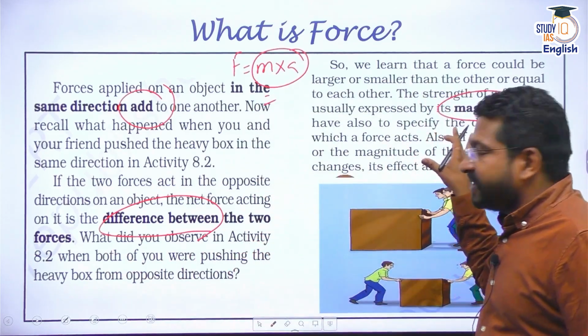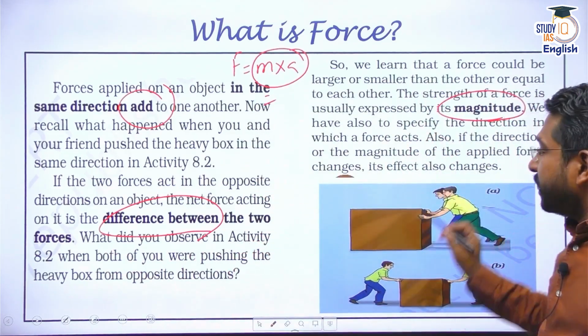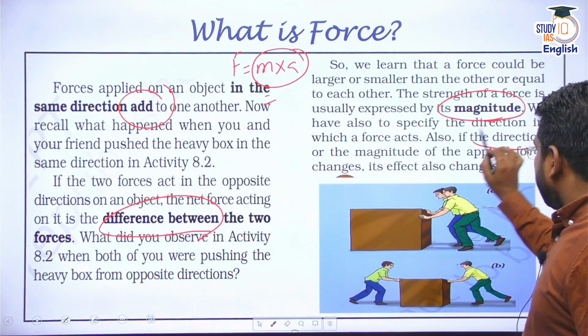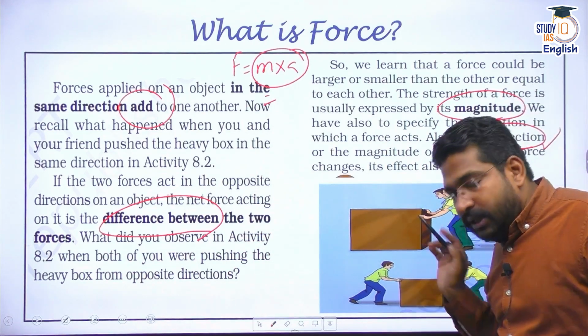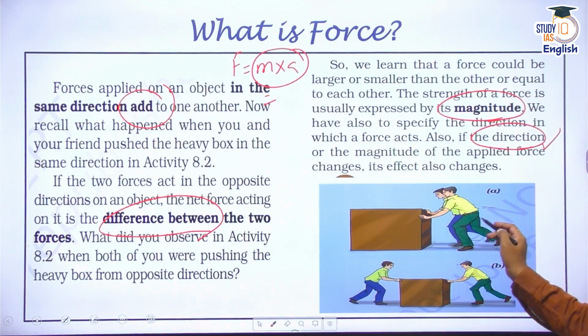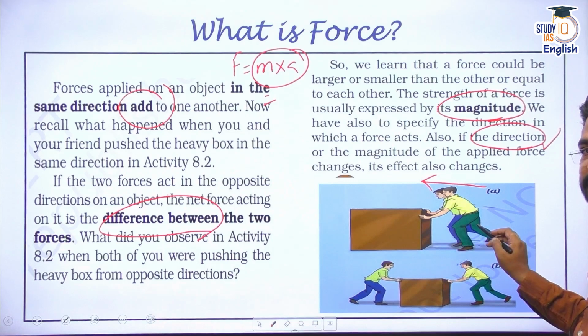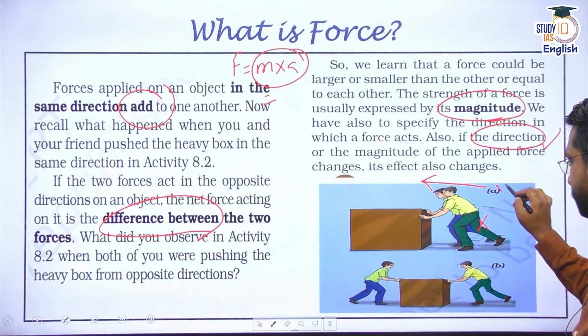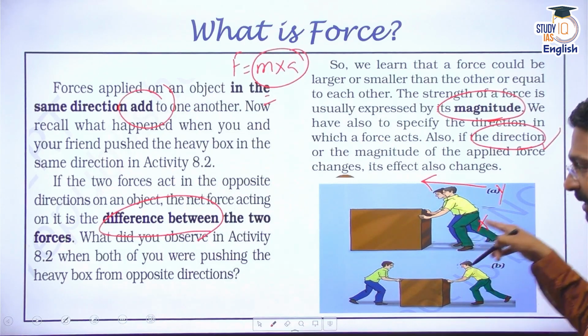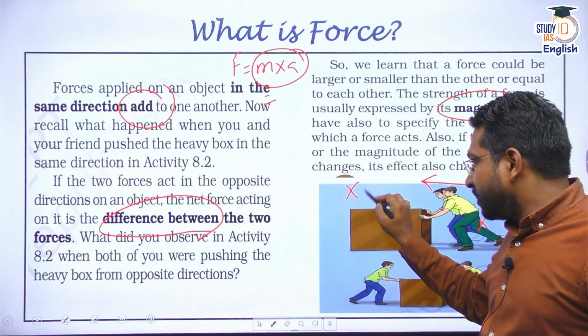So magnitude is very important, but apart from magnitude, the direction of the force is also very important. You can see the example here also, that two people together are trying to push this box. That means if one person is employing force X and another person is employing force Y, both in the same direction, the net force that is applied here would be X plus Y.